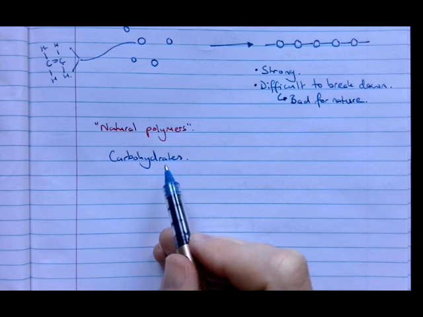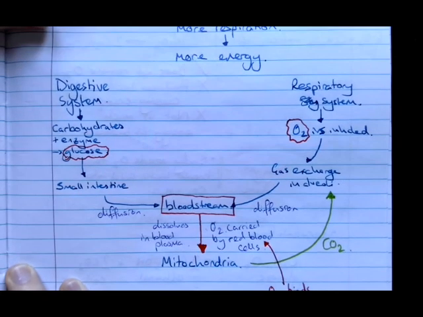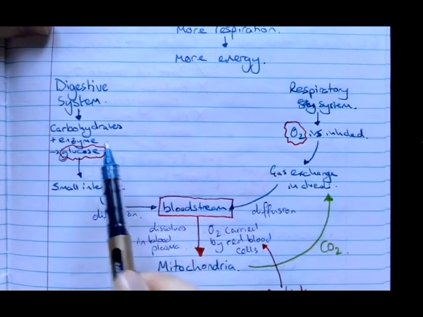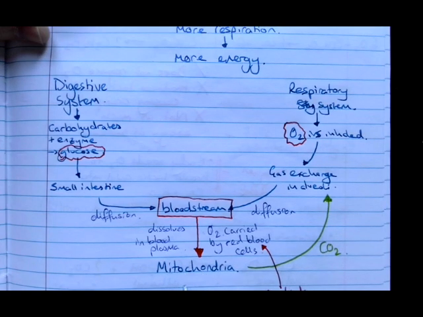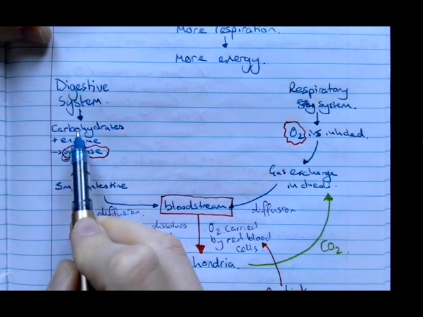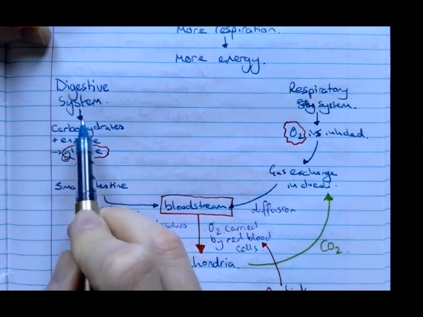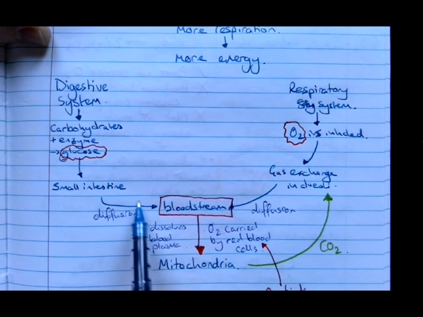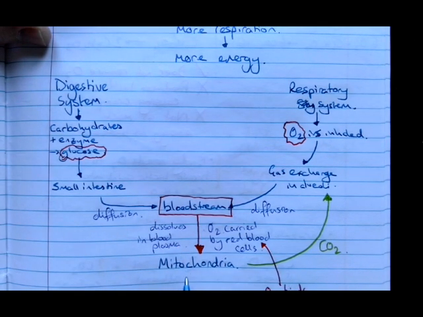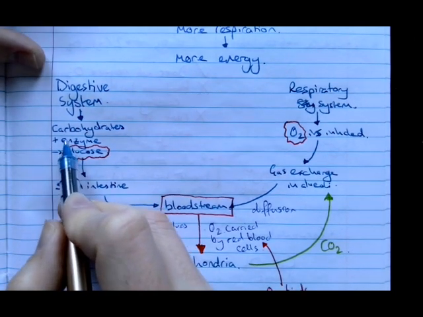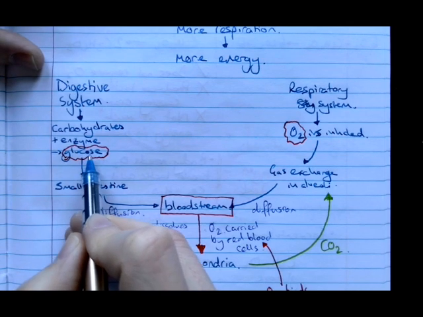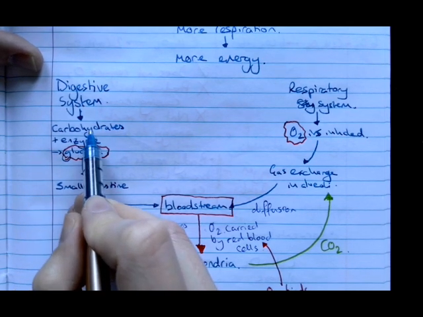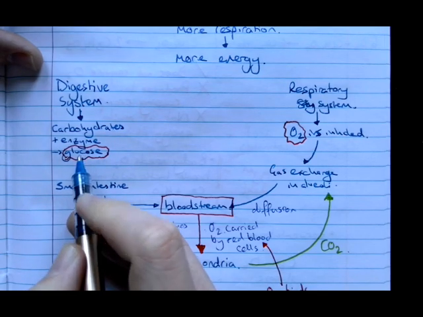So if we have a look at that, hold on. I've just turned back in my book to where we did about the digestive system and the respiratory system, getting the things we need for respiration into the mitochondria. You'll remember that we eat carbohydrates, and then that eventually comes down into the bloodstream and we use it in respiration. But there's this critical process here where carbohydrates get broken down into glucose. And that's the important thing, that carbohydrates get broken down into glucose.